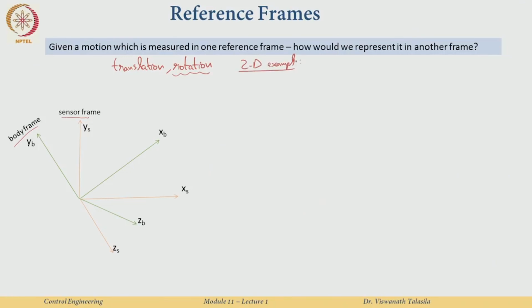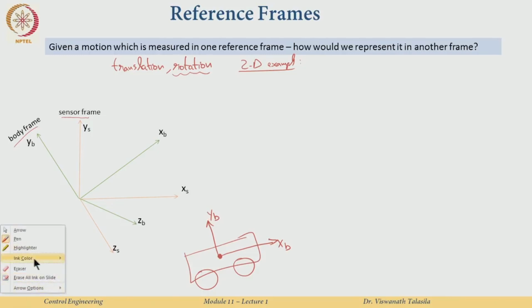Okay, and in this 2D example, I will assume I have a vehicle and the center of gravity of the vehicle is over here with the axes as follows. I will call this the x body axis and the y body axis. Now, what I have done is to mount an IMU exactly at the center of gravity of the vehicle.